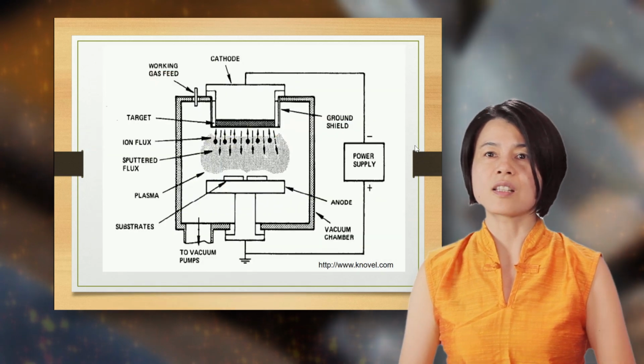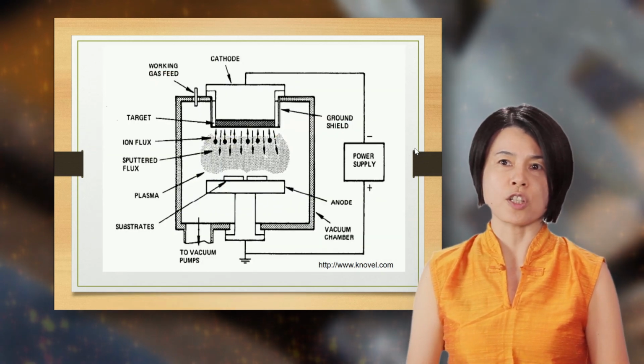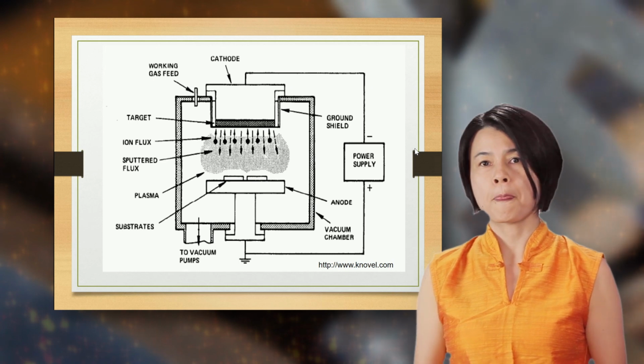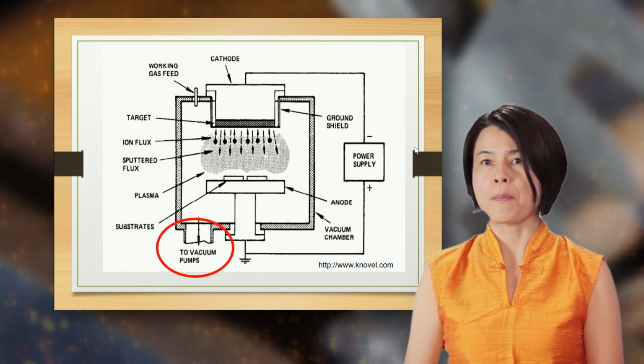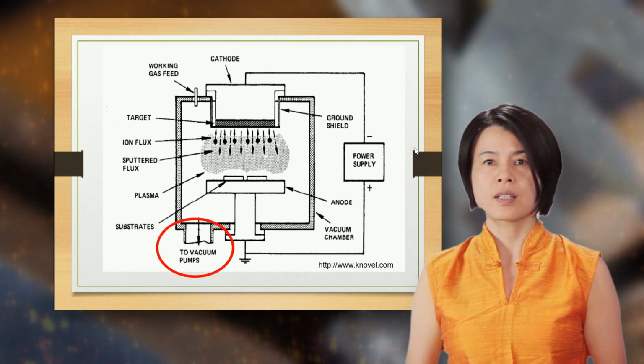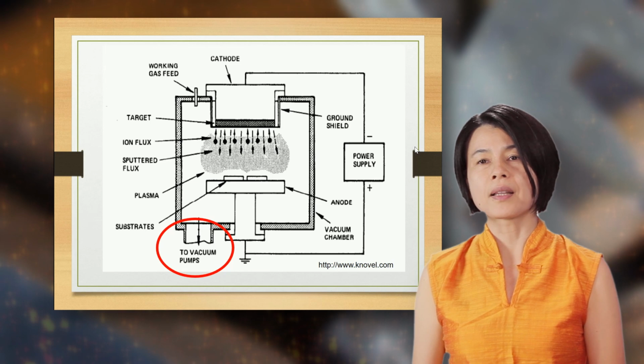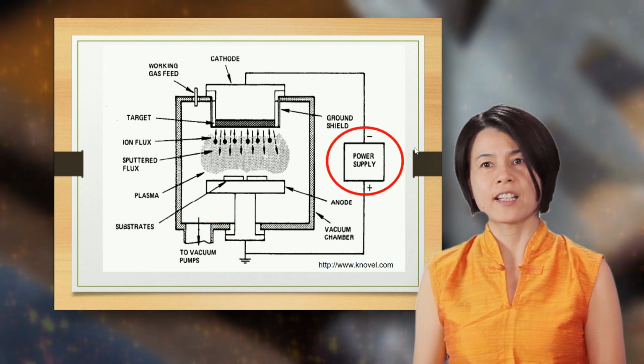Here you are. This is the working chamber of a sputtering machine, or a sputter. First of all, it also requires a vacuum chamber with vacuum pumps. Then, a power supply creates plasma in a high energy state.